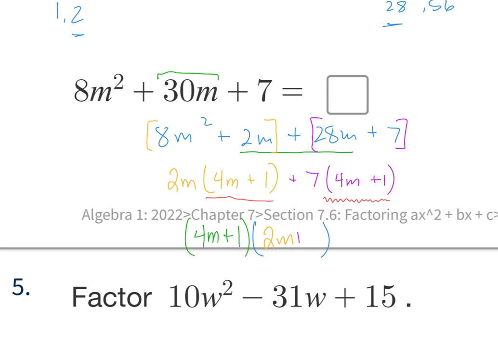2m plus 7. Now, I color code so that you can see what just happened. So this 4m plus 1 and this 4m plus 1, I made it green just because we took that whole group out of this entire thing. Because there's a 4m plus 1 here, there's a 4m plus 1 here, and now what's left over from this is this 2m. What's left over from this is the 7 right there. So now we are done. That is the answer right here.